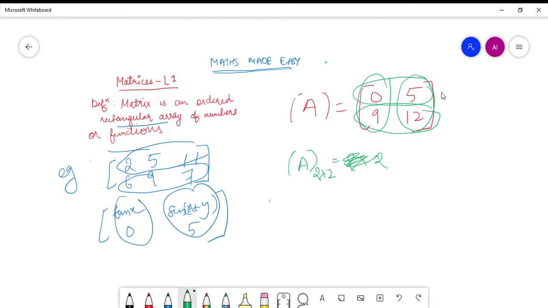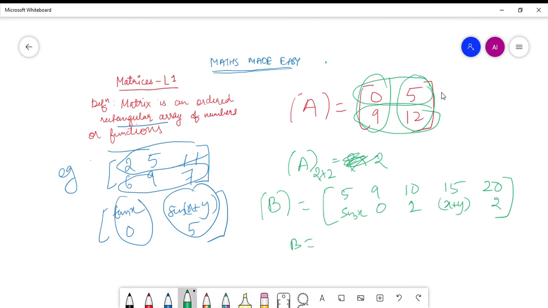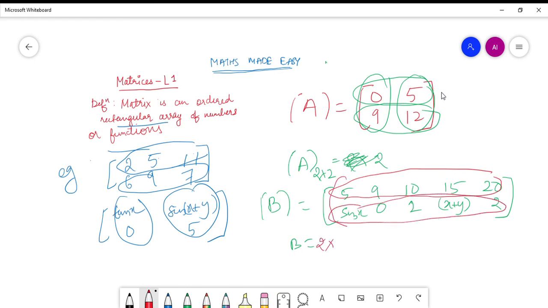Now take one more example. Let's take matrix B. I can write 5, 9, 10, 16, 20, sin x, 0, 1, x plus y, 2. Okay, so B is nothing but we have one row and a second row, 2 cross first column, second, third, fourth and fifth. So matrix B is nothing but of order 2 cross 5.